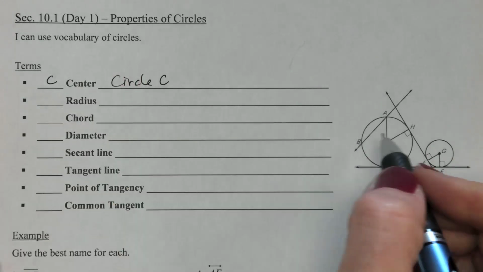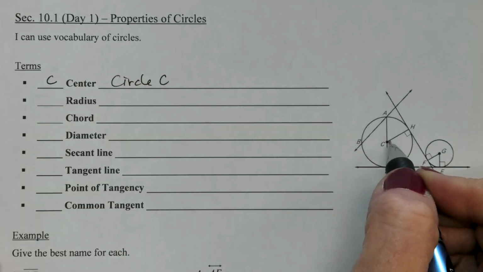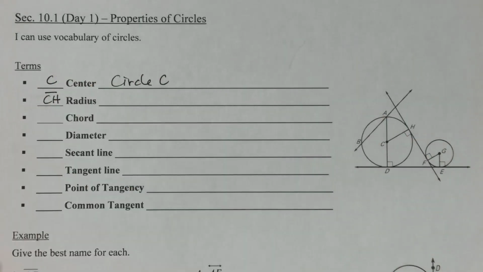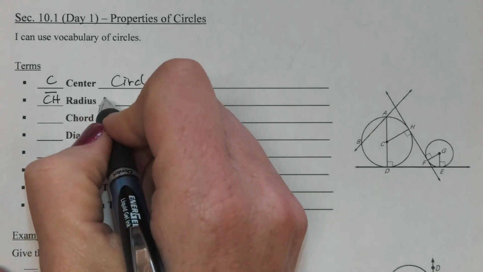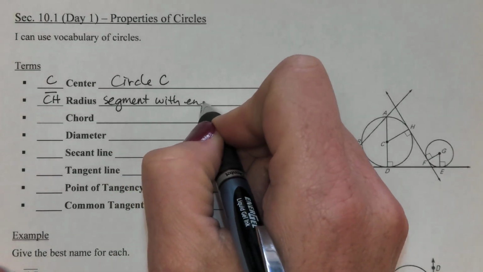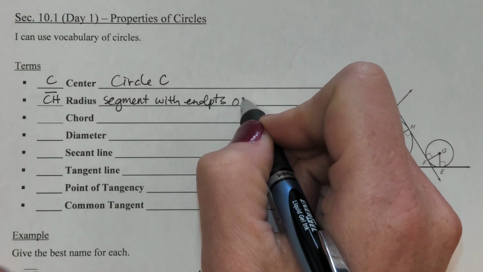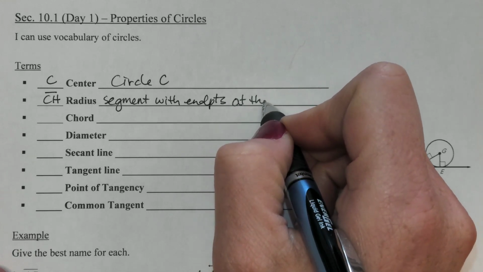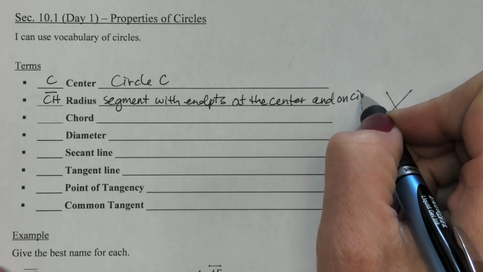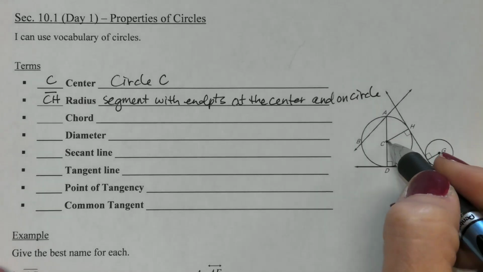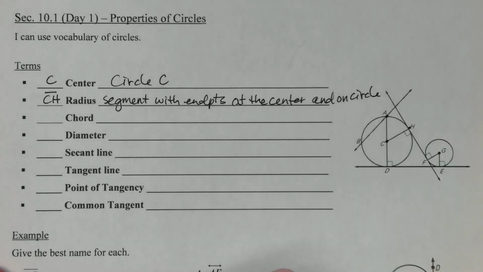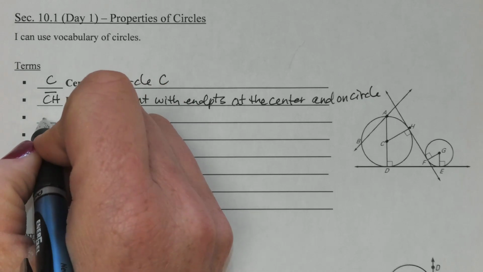So for radius, one of our radiuses is GE. Another one could be CH or CA. I'll just pick CH for an example, but there are lots to pick from. And a radius is a segment with endpoints at the center and on the circle. So it has an endpoint at the center and an endpoint on the circle. Any radius does that.